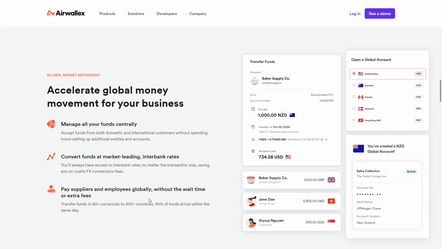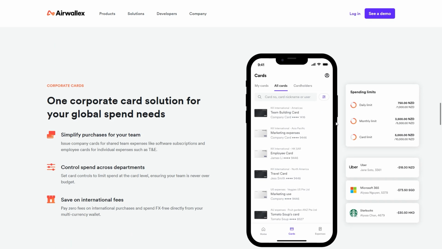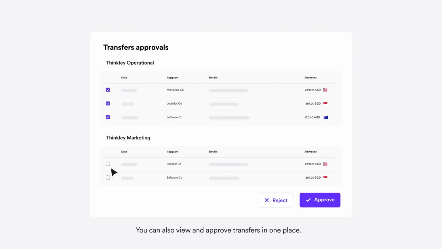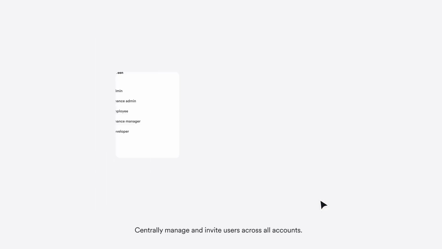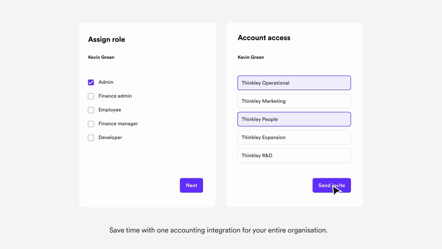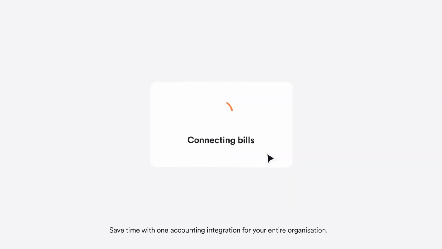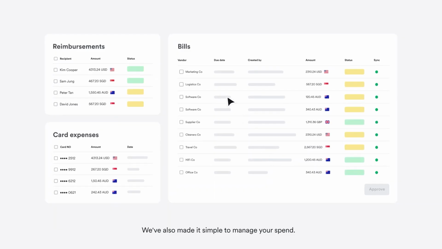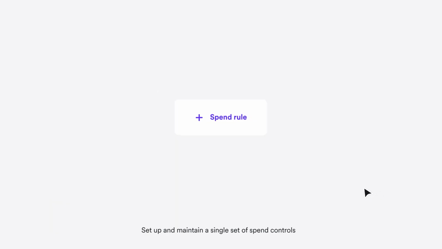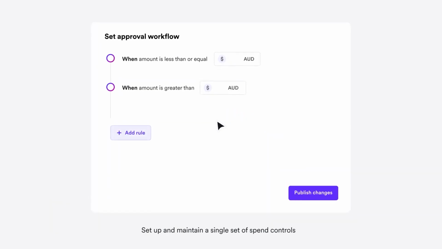Whether you're looking to save as you scale, or maybe you're a tech platform wanting to build financial products, their technology supports it. A feature that blew me away is their new multi-account setup. If you have multiple entities or accounts, this is really useful. You get this unified view of all of your global finances in one place. You can instantly move money between accounts, manage users centrally, and handle expenses and approvals from a single dashboard. For anyone managing complex operations, this saves an insane amount of time and headache.